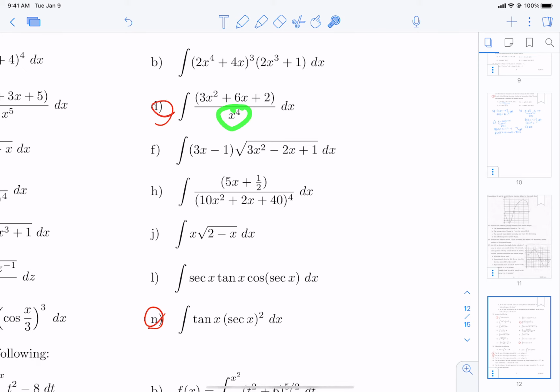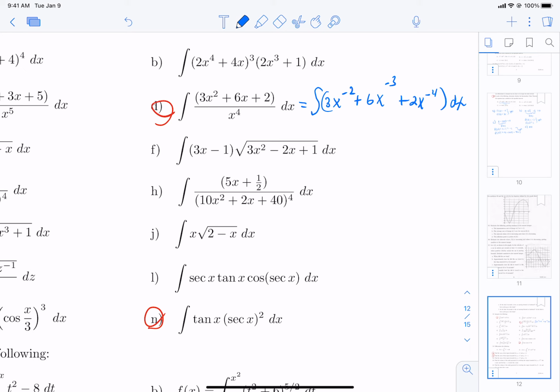Because this is a monomial, let's divide it into all three pieces. And so I'm going to integrate 3x to the negative 2 plus 6x to the negative 3 plus 2x to the negative 4. Now the reason I can do that is because if this is a monomial, I can divide it into each individual term. And that's just taking 4 off the power of each of those.